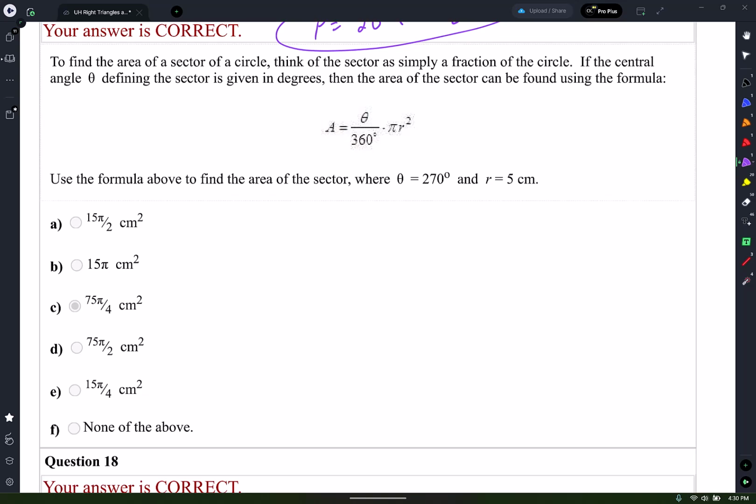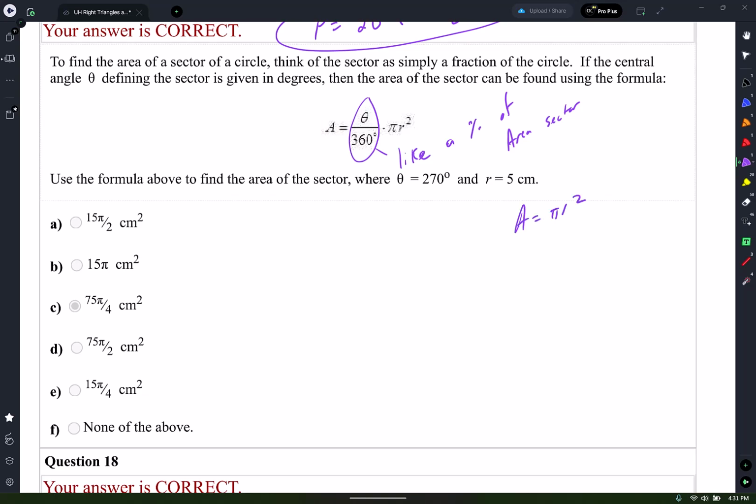To find the area of a sector of a circle, think of the sector as simply a fraction of the circle. All right, guys, focus. If the central angle theta defined in the sector is given in degrees, then the area of the sector can be found using the formula. So think about it, this is like a percentage of the area of the circle. Area of a circle is pi r squared, guys.